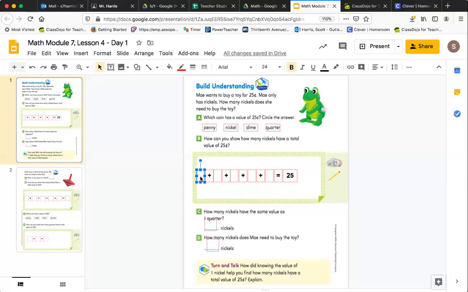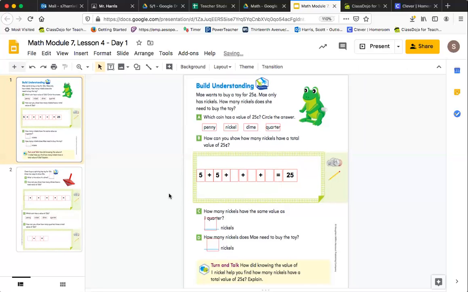So we have 1 nickel. How much is a nickel again? That's right, it's 5 cents. Okay, so 5 plus 5. What is 5 plus 5? Well, I can use my fingers. I have 5 fingers on one hand, 5 on another. 5 and 5 is 10. So we're not up to 25 yet.